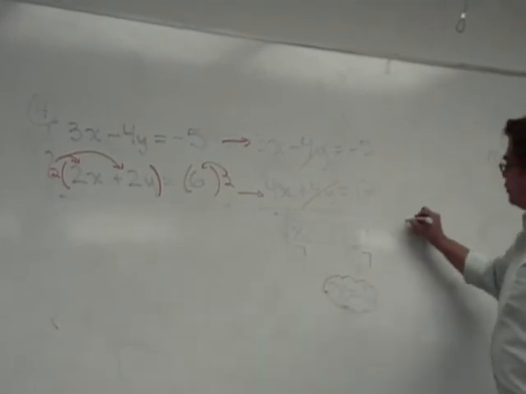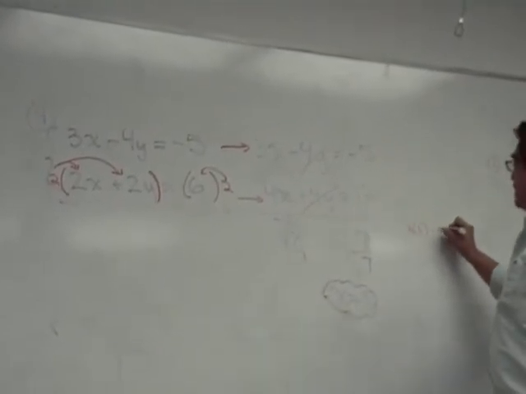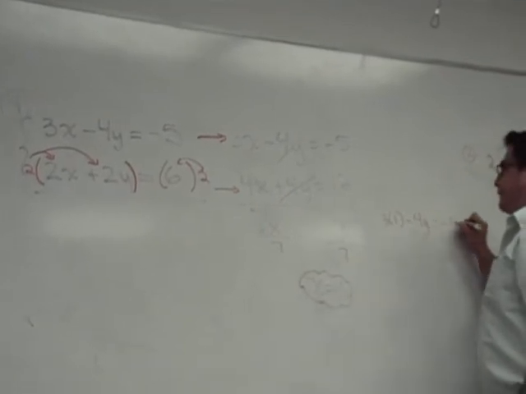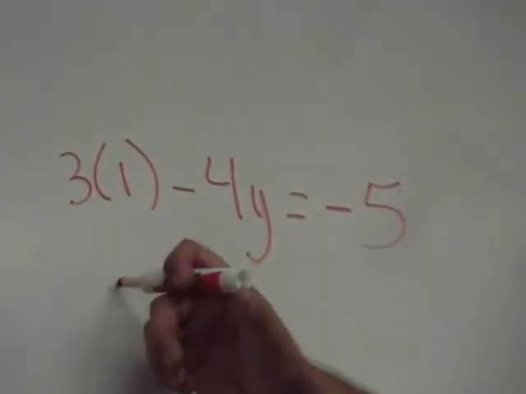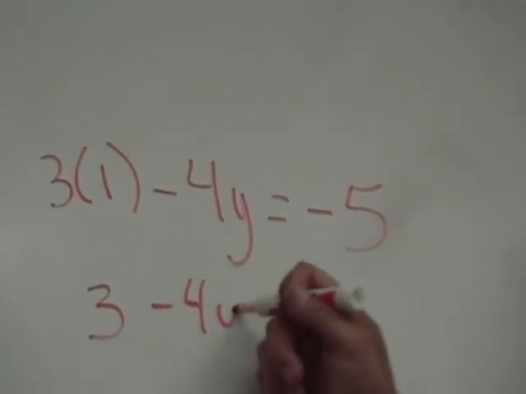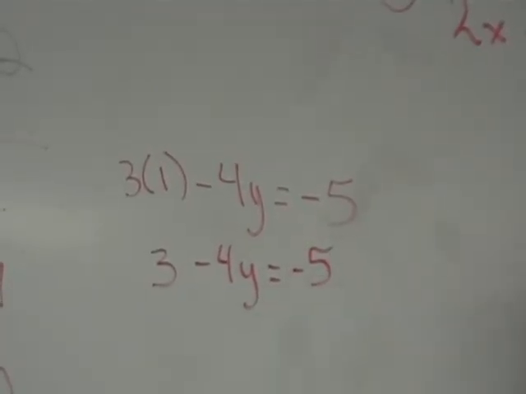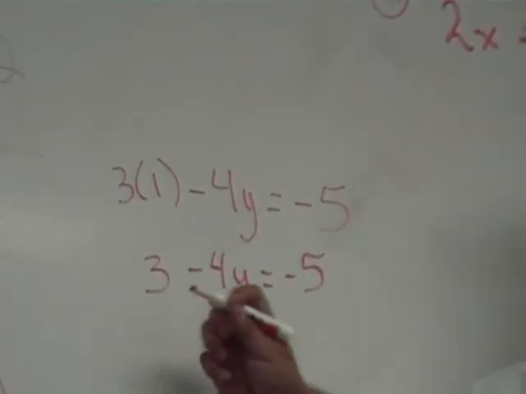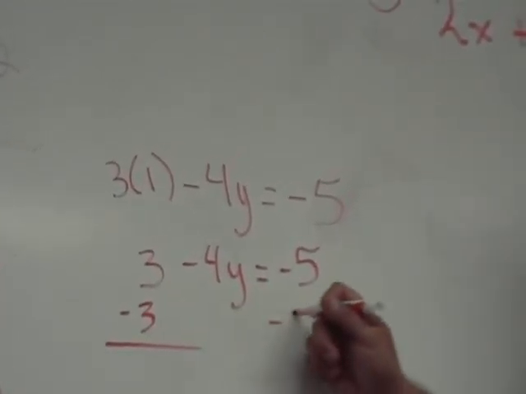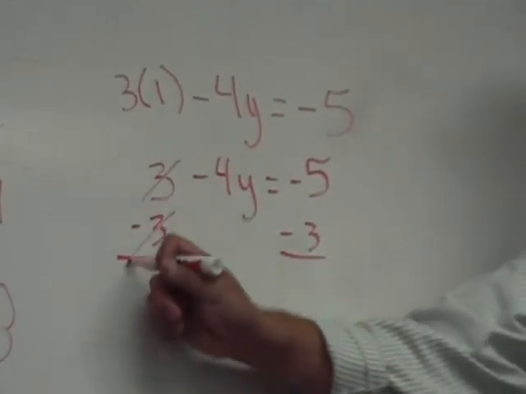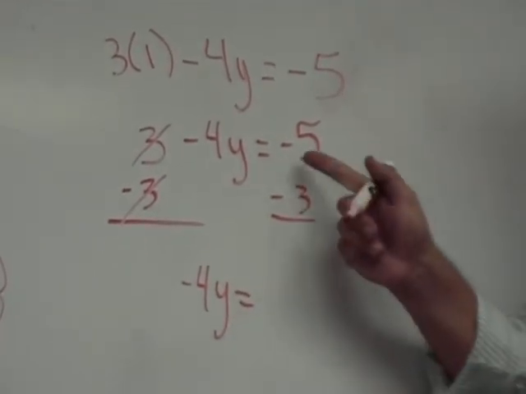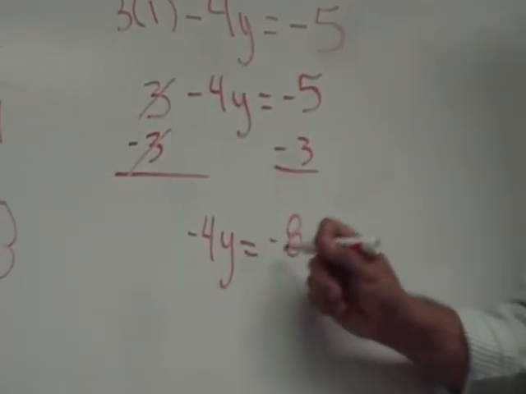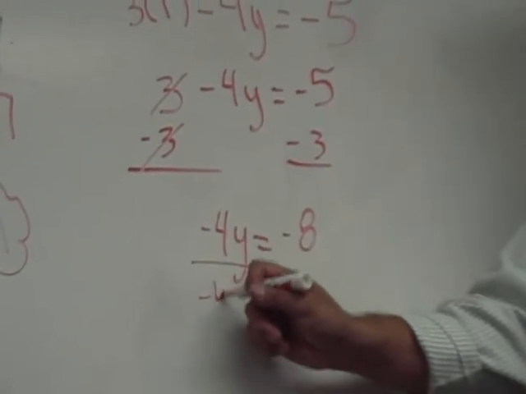the problem that I have now is 3 times 1 minus 4y equals negative 5. All right, I need to solve this equation for y. And I say 3 times 1 is 3 minus 4y equals negative 5. Subtract 3 from both sides of the equation. The 3's cancel out. What am I left with? Negative 4y equals negative 5 and negative 3 is negative 8. And last, we divide by negative 4.